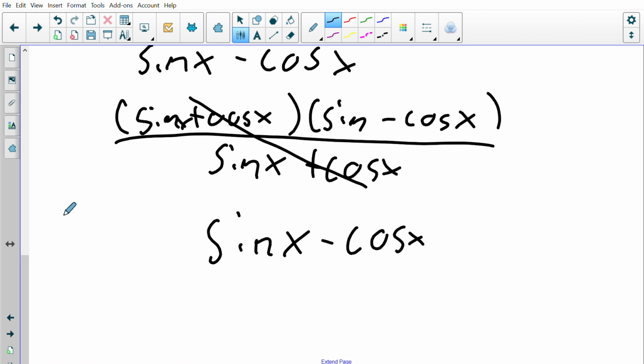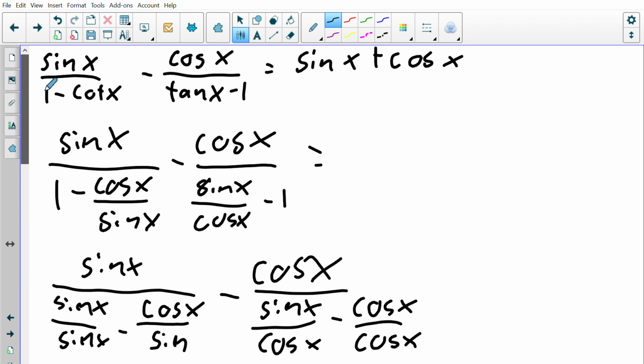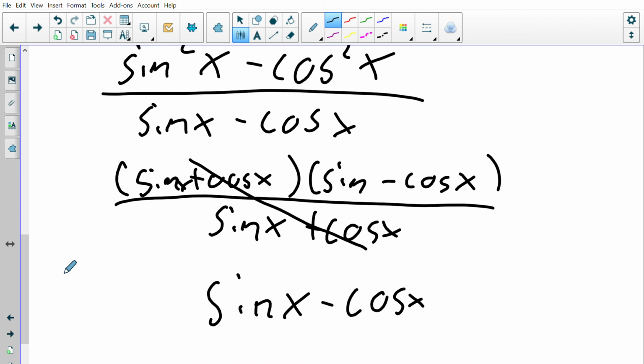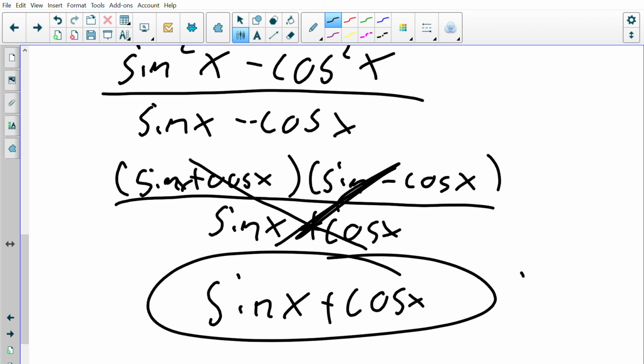And if you remember at the very top of this problem, it needed to equal sine x plus cosine of x. Okay, so because it's minus, these should have canceled, so they should have been plus. So those match, we did a good job.